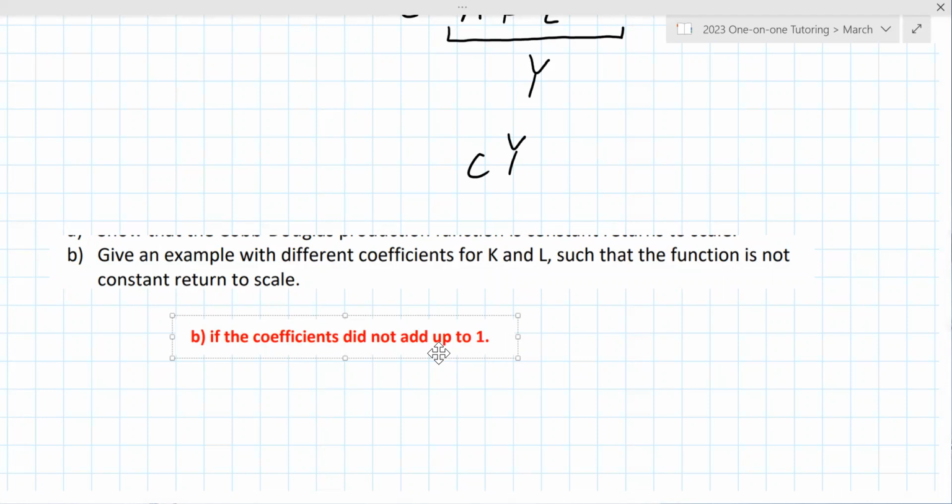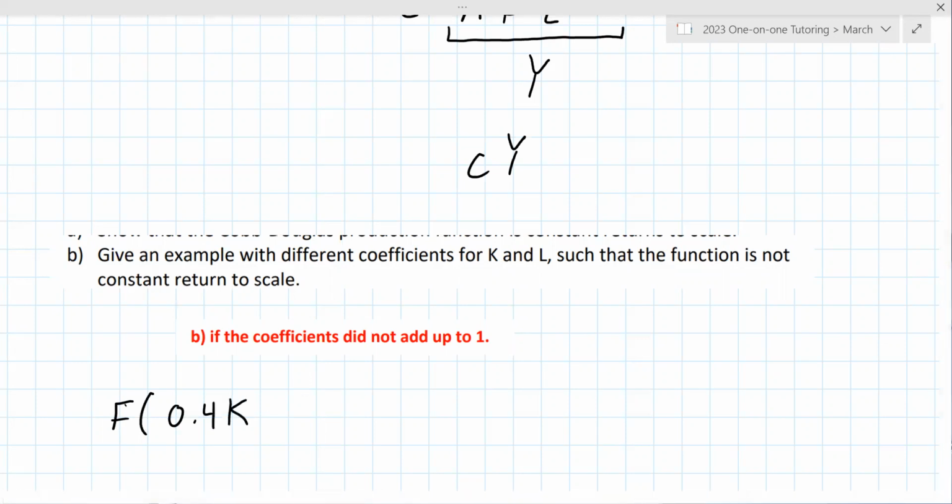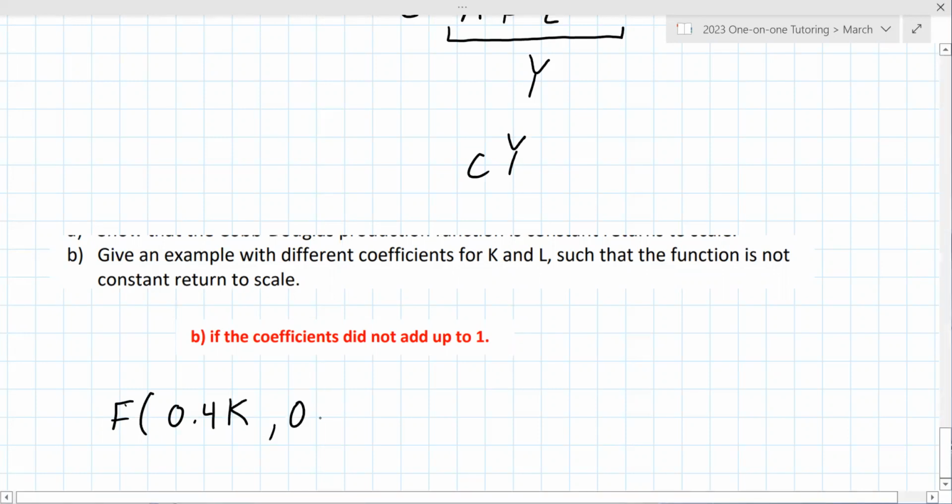So if we wanted to do this, we would have to do the same thing. We'd have to do F of, and I'll just pick 0.4 K, comma, 0.8 L. And you do the same thing. You put these into that function.